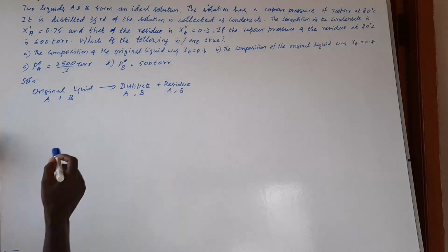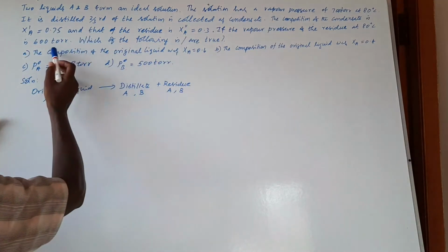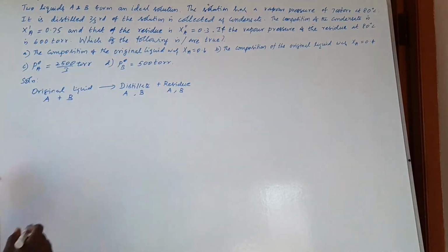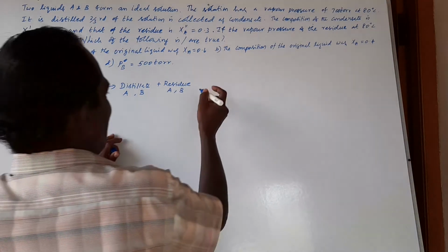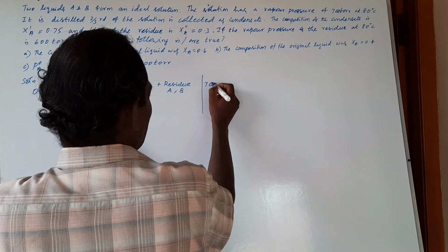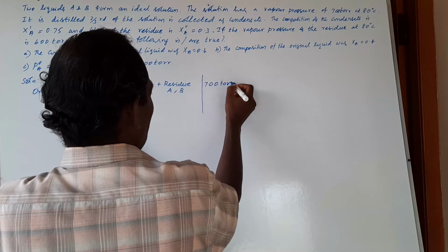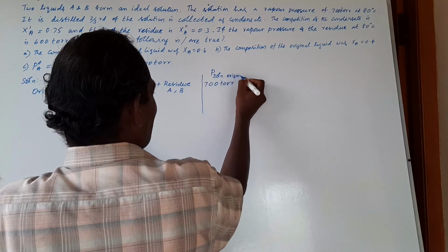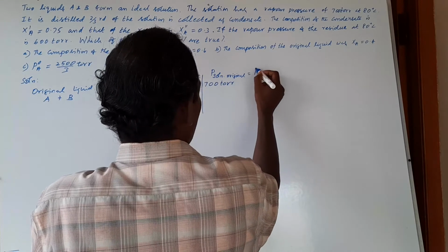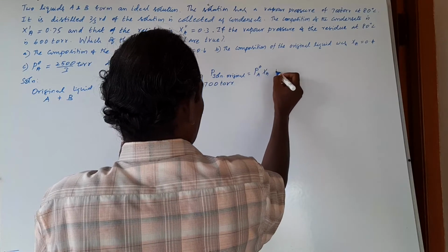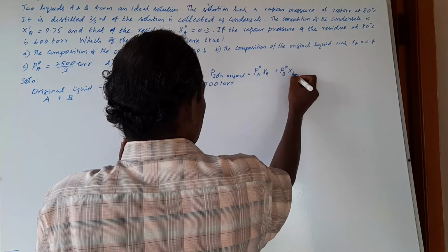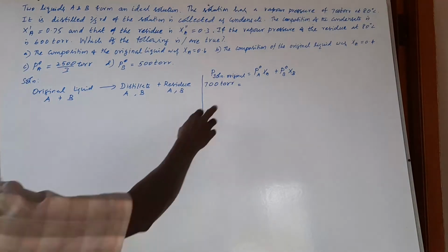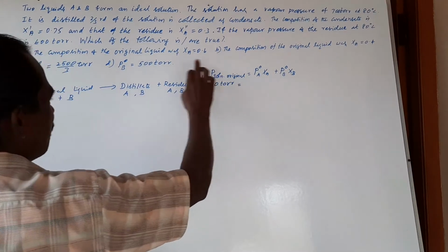Okay. Then given is vapor pressure of solution. Here 600 torr for residue vapor pressure, original liquid vapor pressure 700 torr. These two values are given. We will take original liquid, that is 700 torr given. So vapor pressure of original solution, that is 700 torr, is equal to P0A into mole fraction of A plus P0B into mole fraction of B. Now solution vapor pressure we know. We have to find P0A, we have to find P0B.